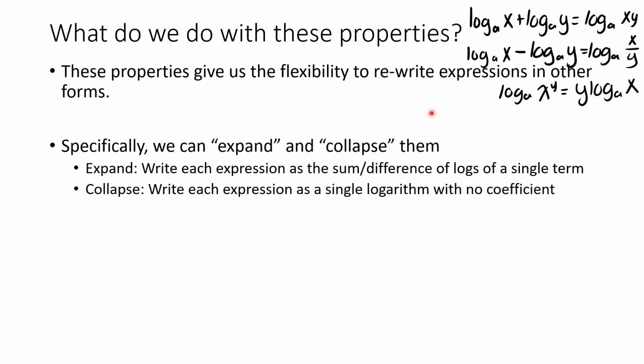We can expand and collapse, and you'll notice that I put those in quotation marks. That is a very broad and unspecific way of expressing it. By expand, what we mean is write each expression as the sum or difference of logs of a single term. That just gets very clunky, and teachers don't want to say that all the time. So we just do a ton of examples and hope that students figure out what we mean. By collapse, we mean write each expression as a single logarithm with no coefficient. In other words, collapse everything together.